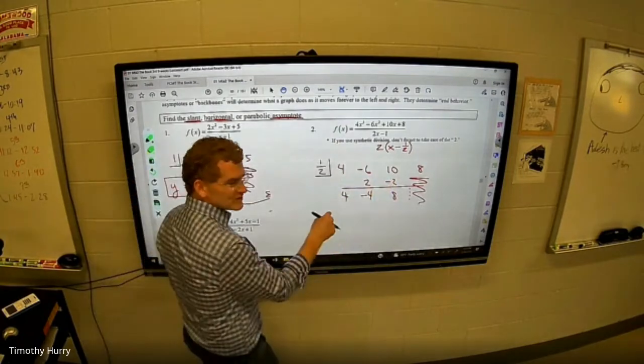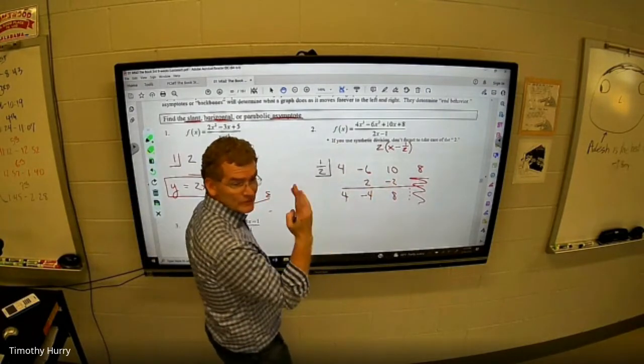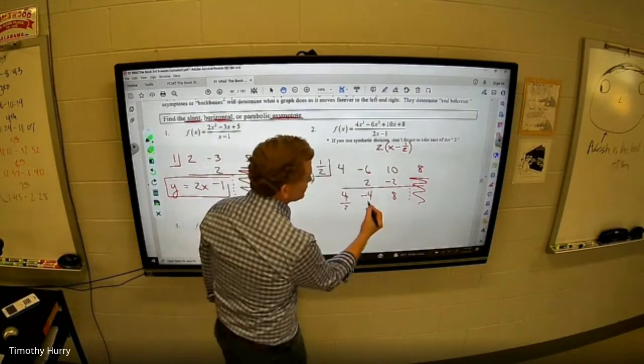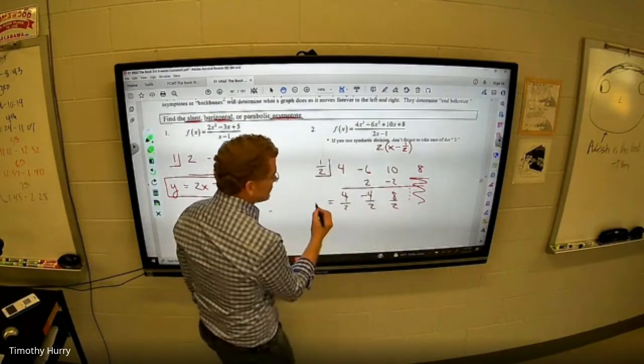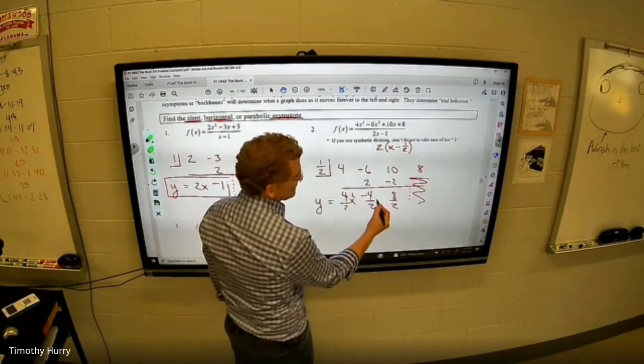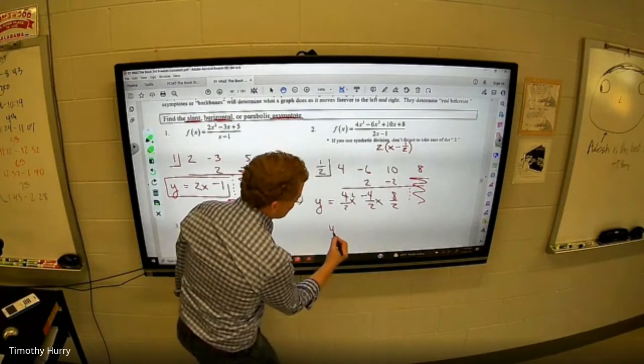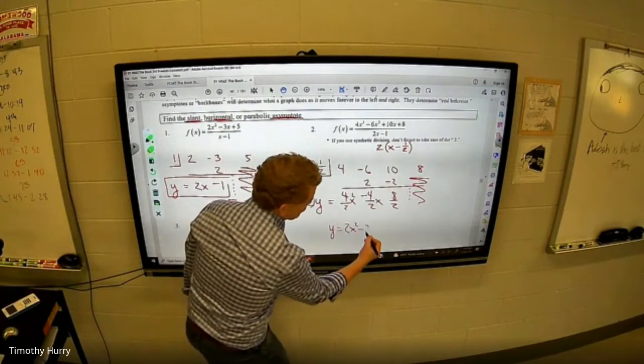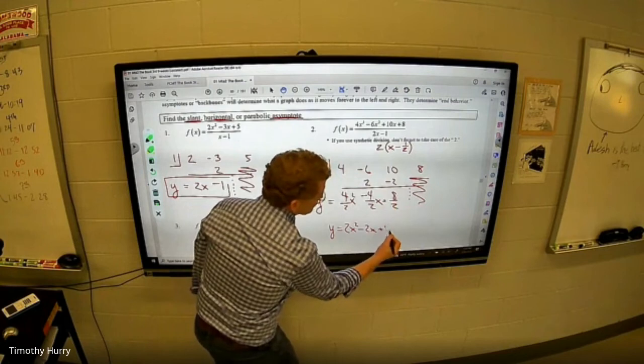So what 4 things do I have to do? Divide by 2. Set it equal to y. Put your x squareds and your x's in there. So 2x squared minus 2x plus 4.